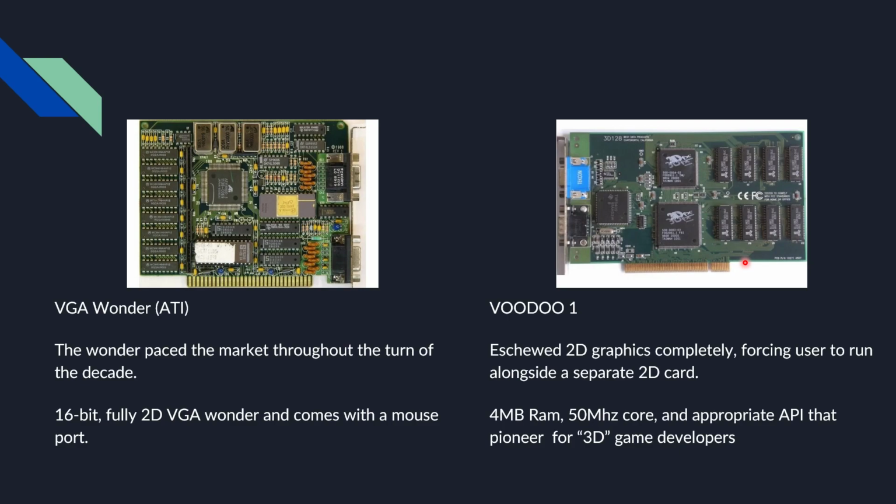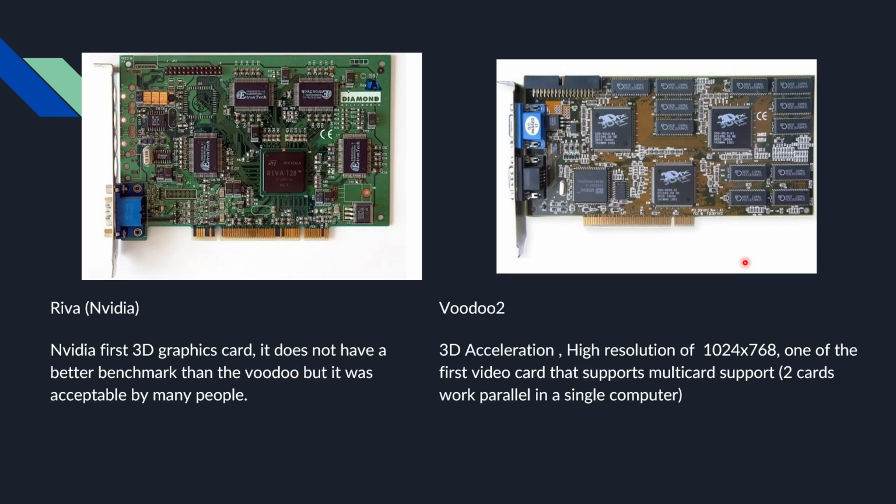The next graphics card is the Voodoo 1. It separates 2D and 3D, forcing the user to have separate cards. It has 4 MB RAM, a 50 MHz core, and an appropriate API that pioneered 3D game development. It's actually a big step into 3D acceleration, I believe.